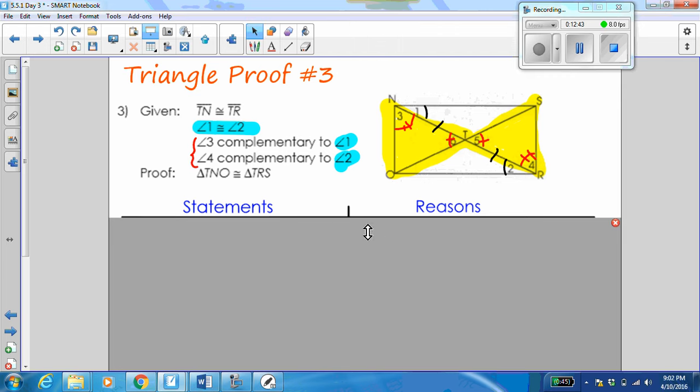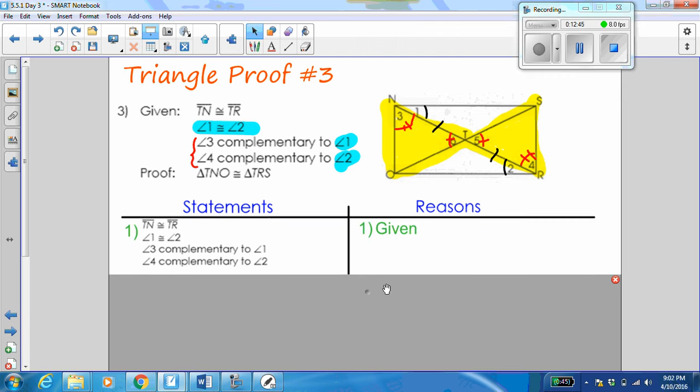So let's first start by writing down our given. Line segment TN is congruent to line segment TR. Angle 1 is congruent to angle 2. Angle 3 is complementary to angle 1. Angle 4 is complementary to angle 2. So now we just kind of pick where we want to start. I'm going to go ahead and get started with, again, the given.